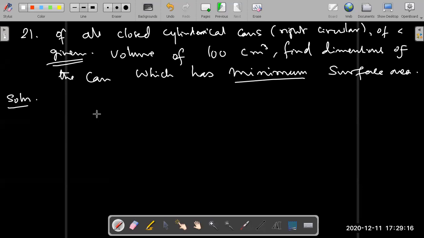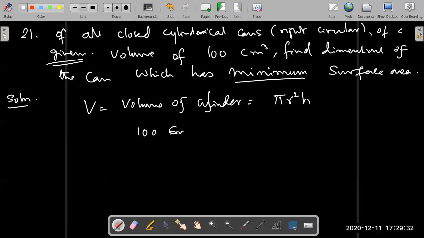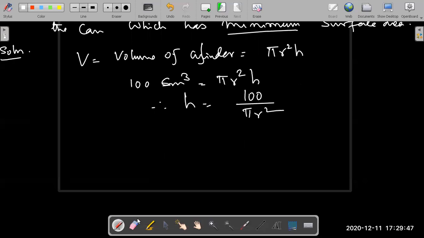Okay. So V is the volume of the cylinder. That's equal to pi r square h. So we are given 100 centimeter cube equal to pi r square h. Therefore, h is equal to 100 divided by pi r square. We got the h value.